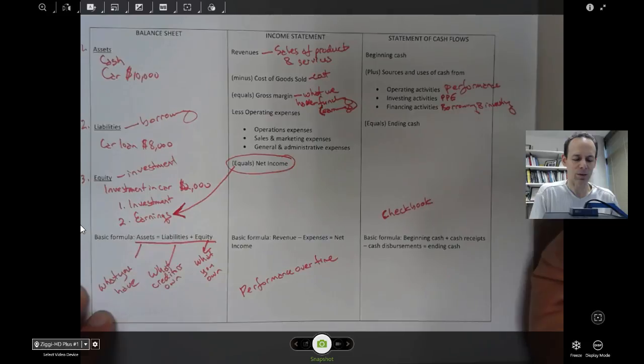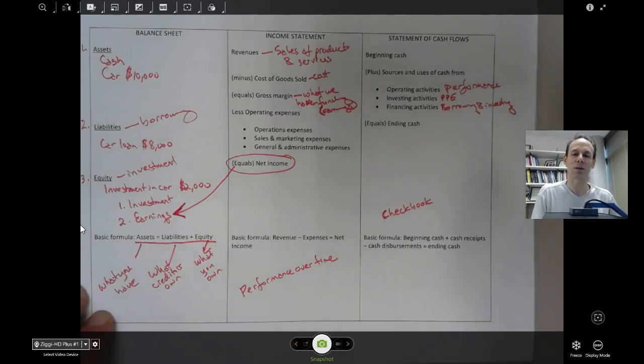I hope this has helped your understanding of the balance sheet, the income statement, and the statement of cash flows.